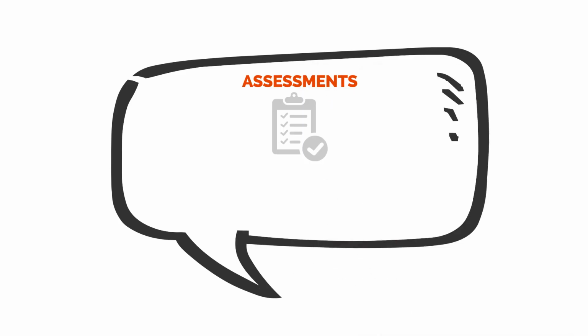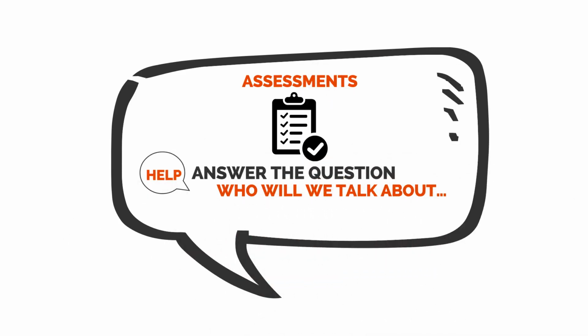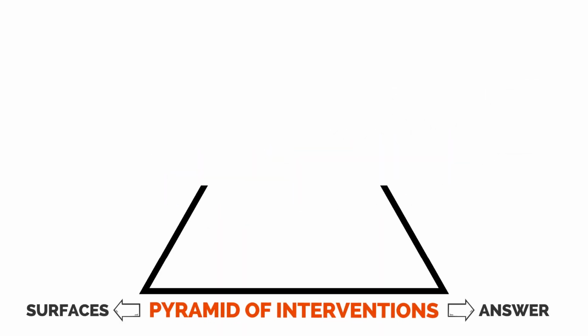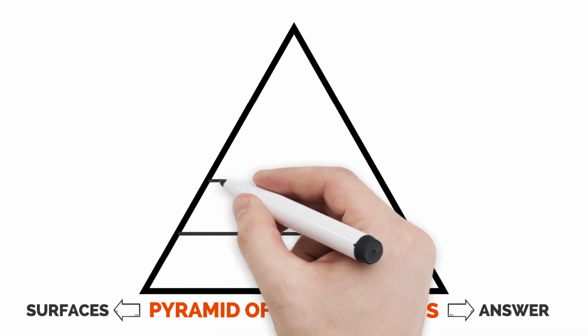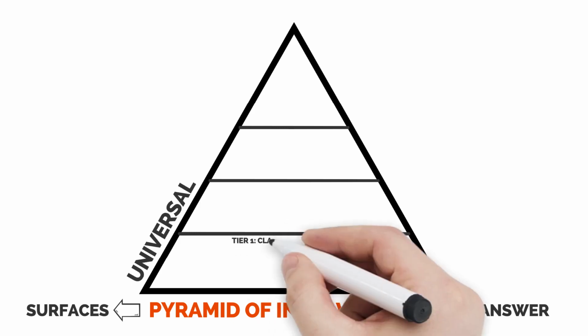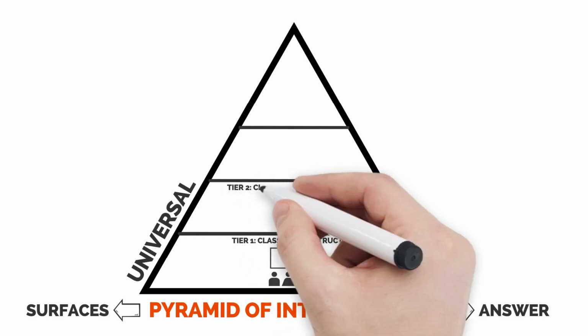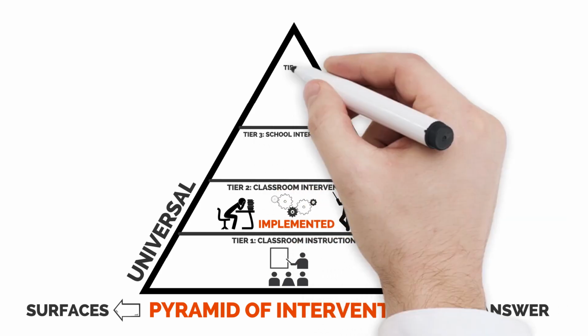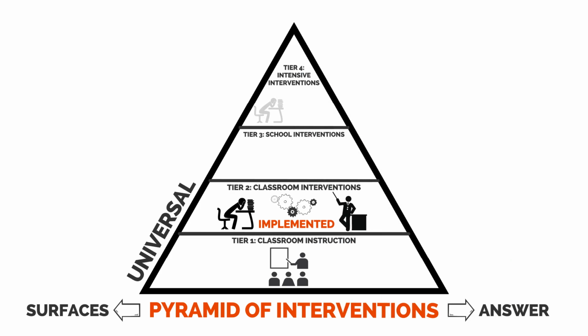So, our assessments help to answer the question of who will we talk about. Next, the question of so what will we talk about surfaces, and the answer exists within our pyramid of interventions. In this model, we articulate 4 tiers of intervention, moving from universal classroom instruction, followed by classroom interventions for our struggling students implemented by the teacher. Next come our school interventions, followed by our intensive interventions for those students still at risk.